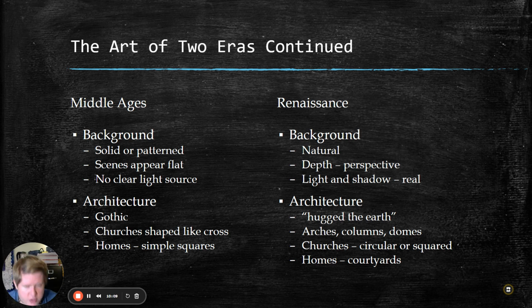And then in terms of architecture, again, the Middle Ages was more Gothic, churches were shaped like crosses, and homes were just simple squares. Whereas architecture during the Renaissance hugged the earth. It's very eco-friendly, actually. The way it's designed is like if you were building up a hill, the building was meant so that the side of it that came into contact with the hill sloped to match the hill. Lots of arches, columns, domes. Churches were being more circular or squared when they were being built, and homes utilized courtyards. So think about it like you had a nice little patio in the center of your house.